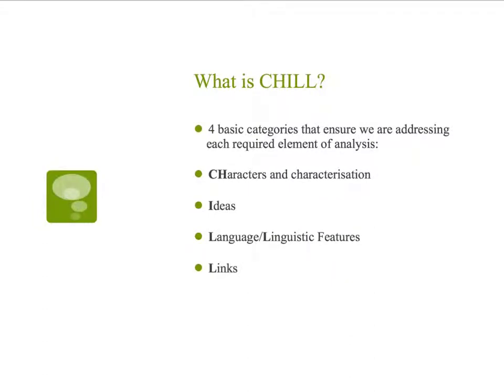Well, it's 4 basic categories, and to make sure that we cover all the required elements of analysis in literature, this is a handy way to do it. The CH is the characters and characterization. The I is ideas. And the L is language or linguistic features. And lastly, the second L is links.